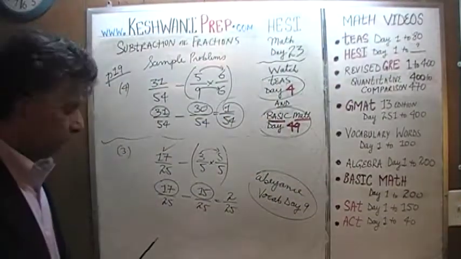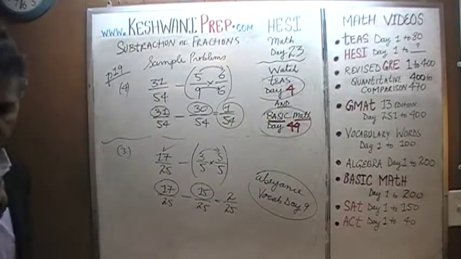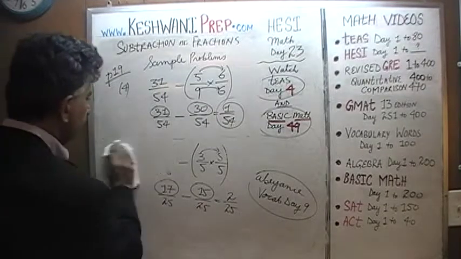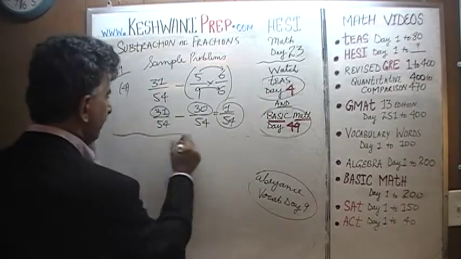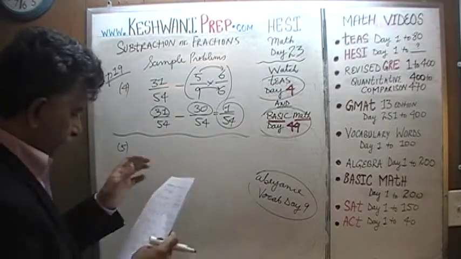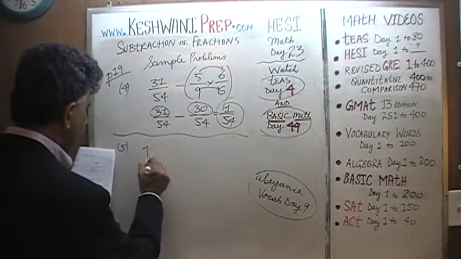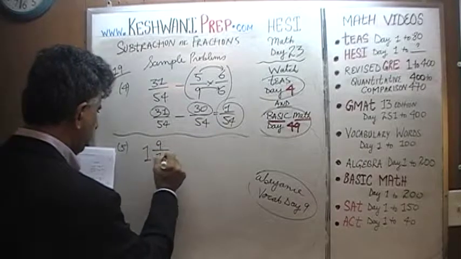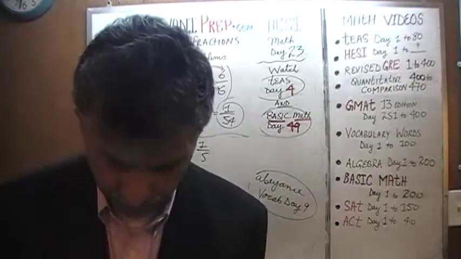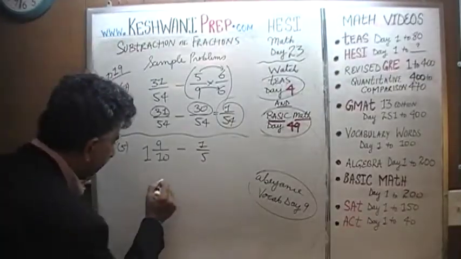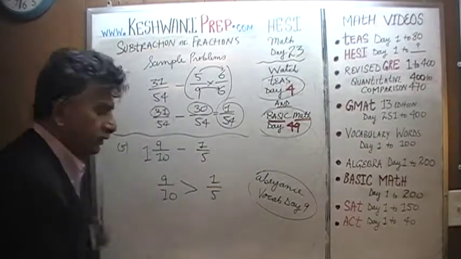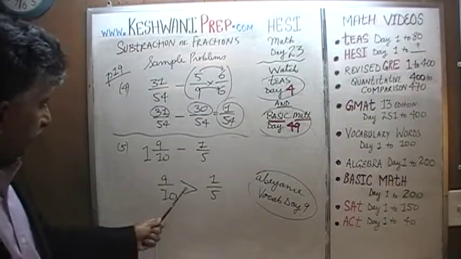Let's do number 5. In number 5, we are given 1 and 9 tenths minus 1 fifth. Now, if you are able to see right away that 9 tenths is more than 1 fifth, then you're home free. How do I know that 9 tenths is more than 1 fifth?